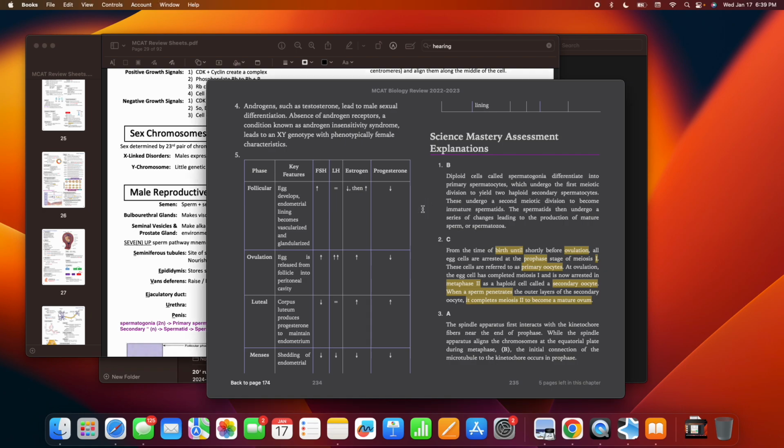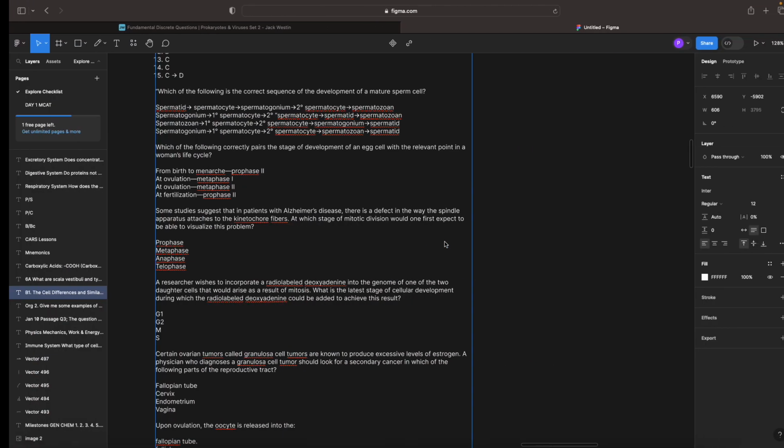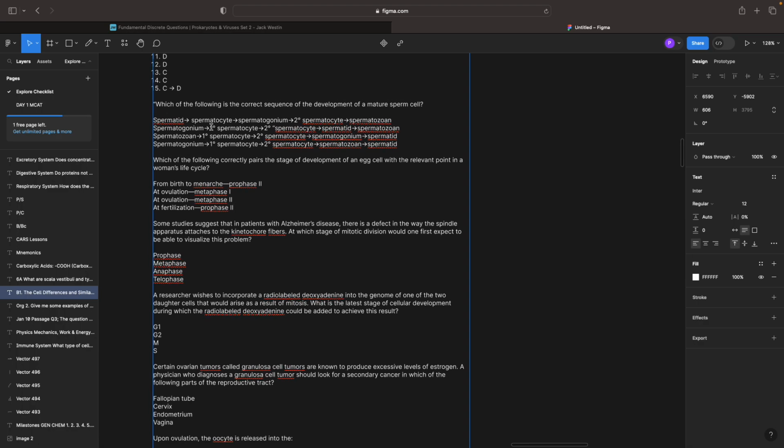So, today I want to continue with the biology chapters, and we are on chapter 2. And right now I am doing the assessment questions from Kaplan, and the first question, I have the questions here. So the first question was the correct sequence of the maturation or development of a mature sperm cell.